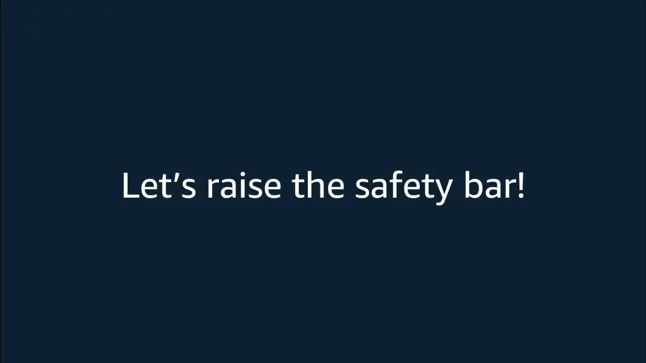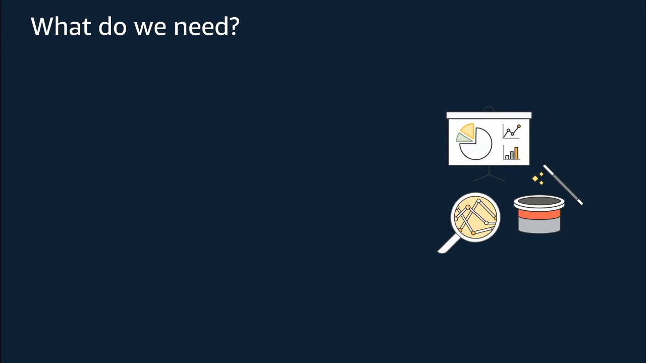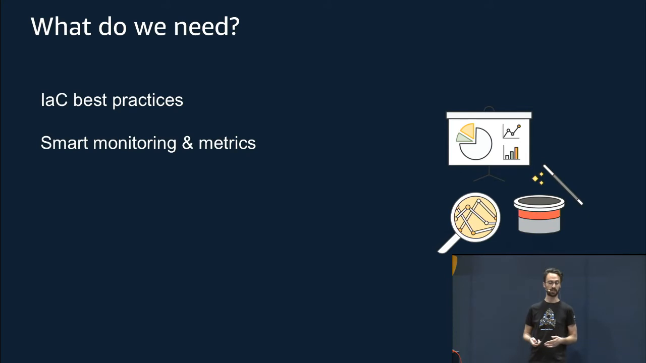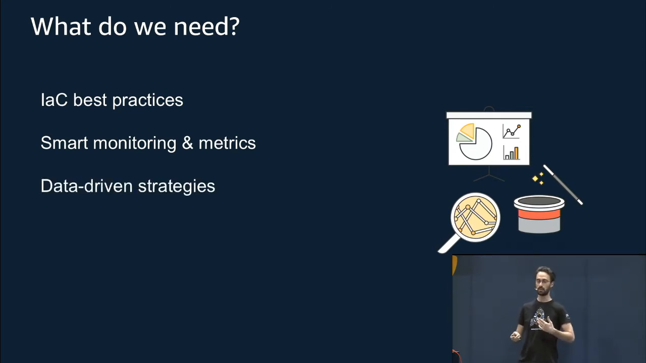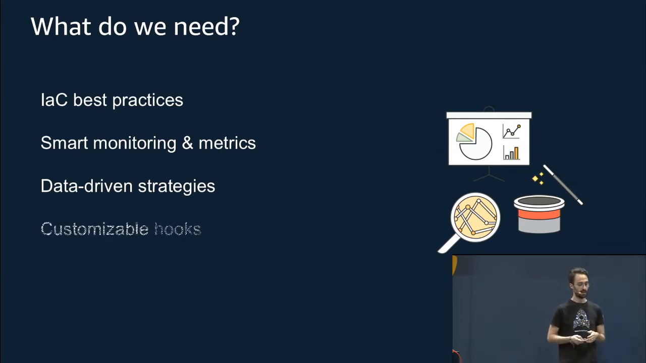But let's raise the safety bar a bit. Can we do better? So we have mentioned all the techniques that we can use. So what do we need to get beyond that to do even better? So yes, we want to do infrastructure as code, because that's the best practice. Yes, we want to be smart about monitoring, about collecting the right metrics, about collecting real-time live metrics during a deployment, so that maybe we can roll back if something goes wrong. We want to have different data-driven strategies to react to what goes wrong, if it goes wrong.